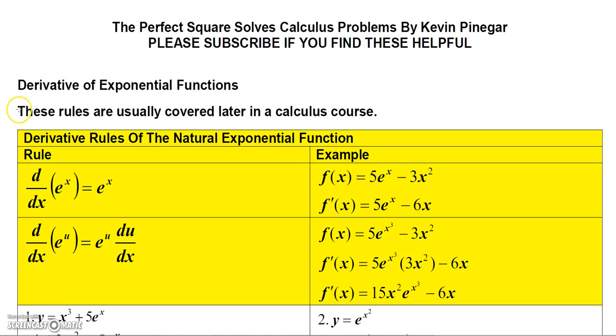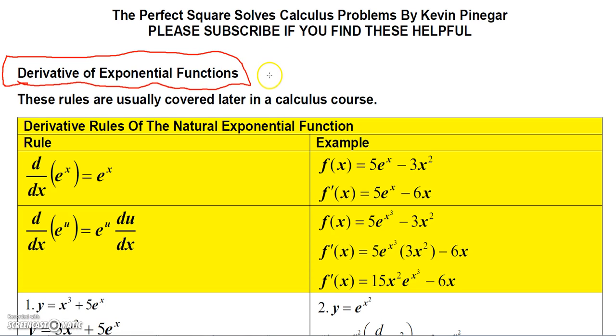In this video, we're going to talk about derivatives of exponential functions. Since I'm doing all derivatives together, I'm just going to go ahead and cover these as well. But the derivatives of exponential and log functions are usually covered later in a calculus course. So if you followed my videos in order, you may have gotten to these before your instructor gets to the material. But if you want to get a jump on things, then just go ahead and watch this video.